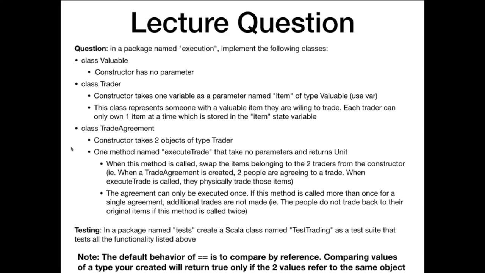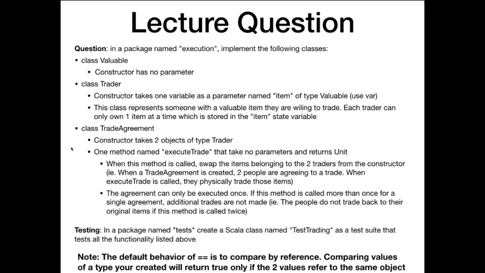So if we want to check, does a trader have the correct valuable in its item variable, we're going to take that item variable and say, is this equal to the original item that I'm checking for? That'll check by reference. It'll only return true if those two variables refer to the same object on the heap. So that's how we can check that each trader, after the trade is executed, has the proper valuable as their one item. If those two variables store different references, it'll return false.